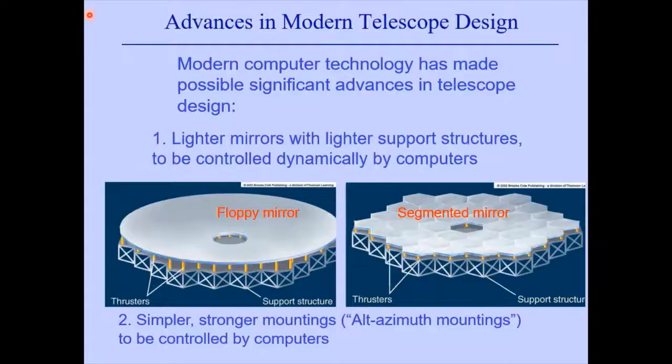Some of the more modern telescopes use different technologies to make them better. One is what they call a floppy mirror. It's a thin mirror that is controlled by computer-controlled thrusters down here that can make minute adjustments to the shape of the mirror to keep it in perfect alignment. And these adjustments can be made hundreds of times per second. And then we just saw the segmented mirror approach, which is used by some of the largest of the telescopes.